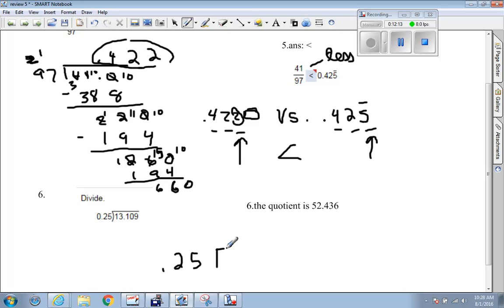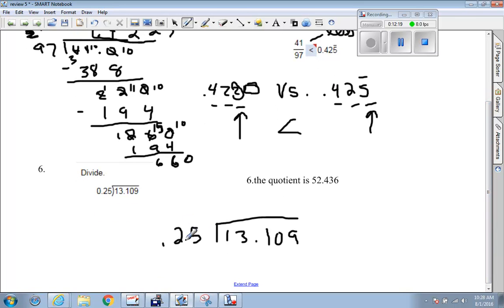So 0.25 into 13.109. Remember that when your divisor is a decimal, you're going to have to slide 2, zoop, and then line up. So make sure your decimal's right there. Then you're really looking at 25 going into that number. Does 25 go into 13? No. Does 25 go into 131? Yeah, perhaps about 5 times. We know that 5 times 25 is 125. Draw the line and subtract.